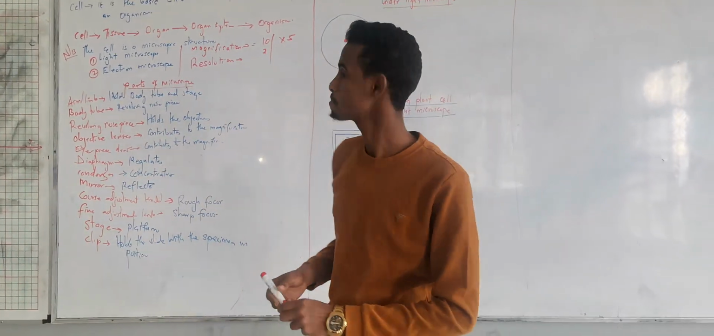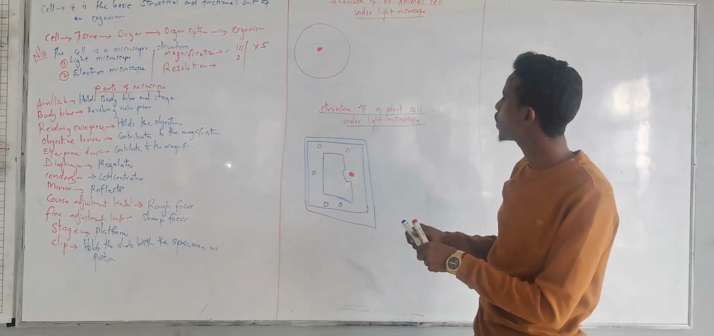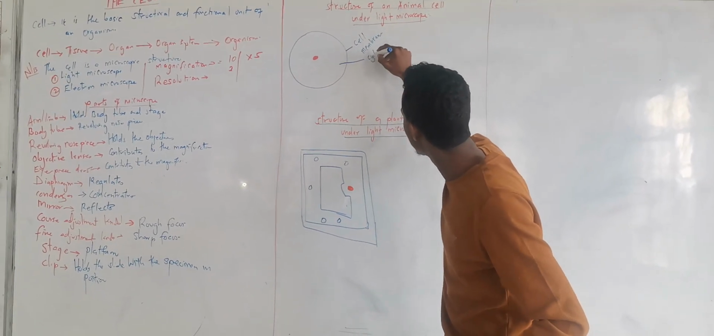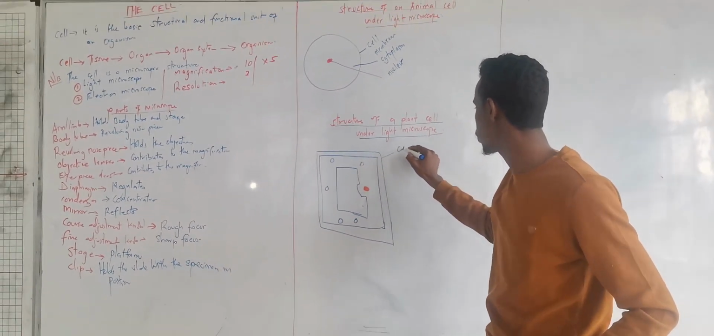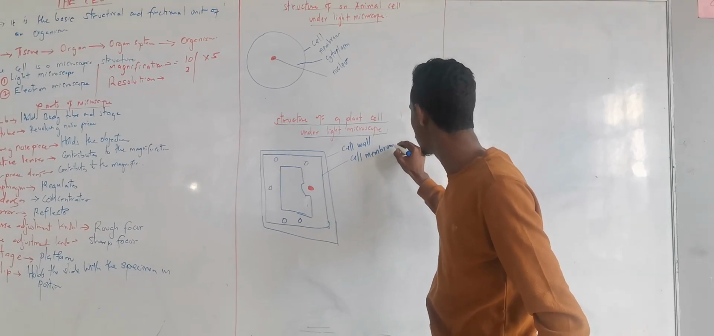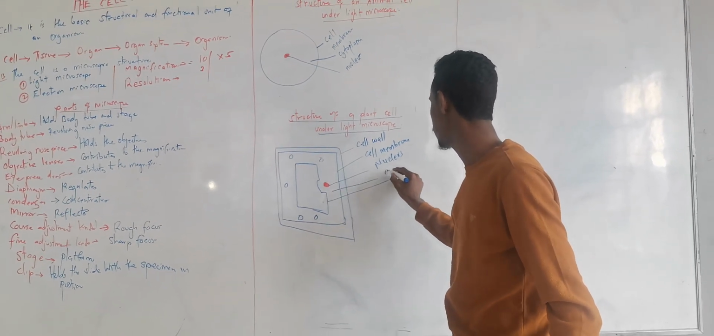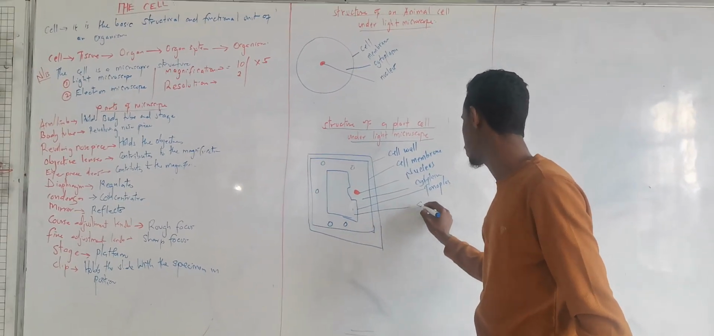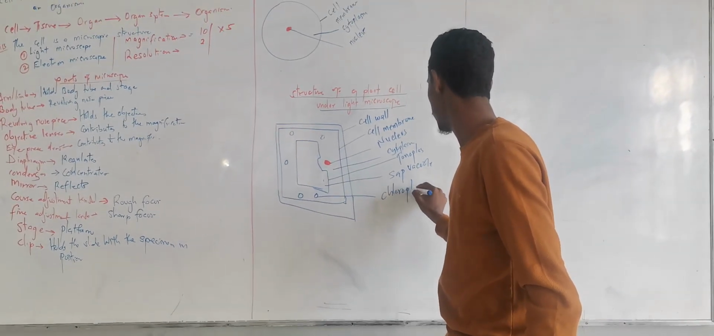Now let's start labeling the parts. This is the structure of an animal cell under light microscope, and the structure of a plant cell under light microscope as well. Now this one is called the cell membrane. This one is the cytoplasm. This one is the nucleus. Let's look at the plant cell. They have a cell wall. You have the cell membrane. They have the nucleus. You also have the cytoplasm here. You have the tonoplast. You have the sap vacuole. You have the chloroplast as well.